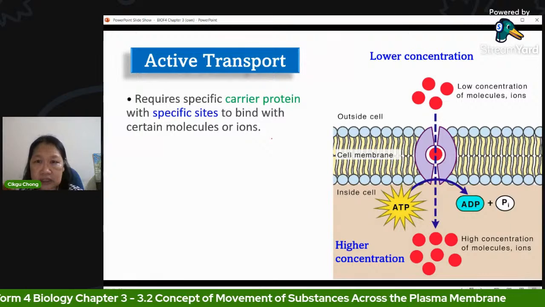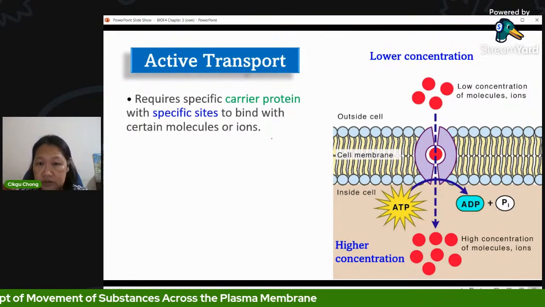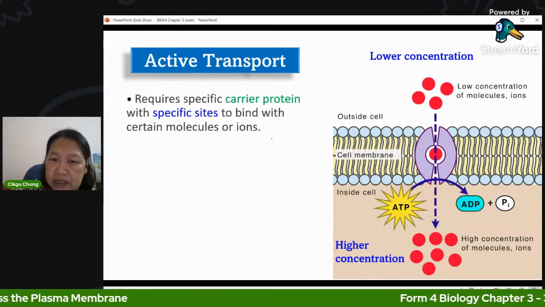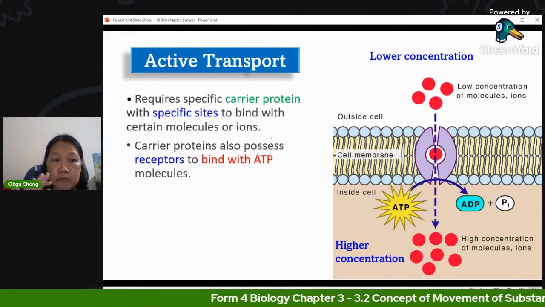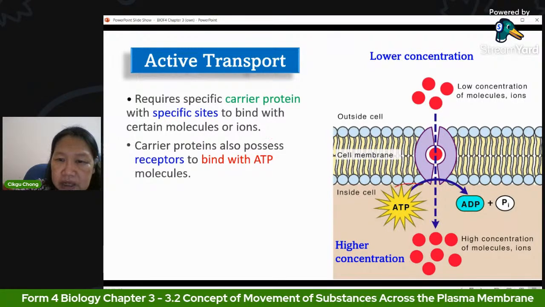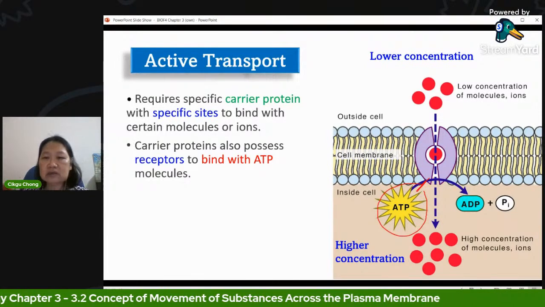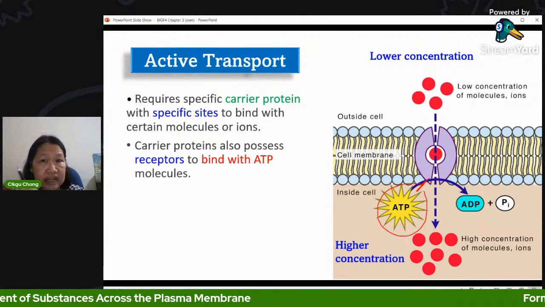Okay, so here you see lower concentration outside the cell, higher concentration inside the cell, and you see that ATP is needed. Okay, so the carrier protein also possesses receptors to bind. So this is the receptor. There's a place here where the ATP is bound. It's a molecule that carries energy.